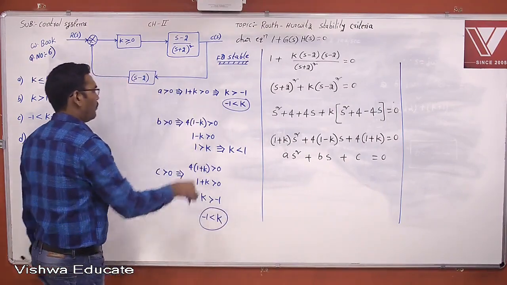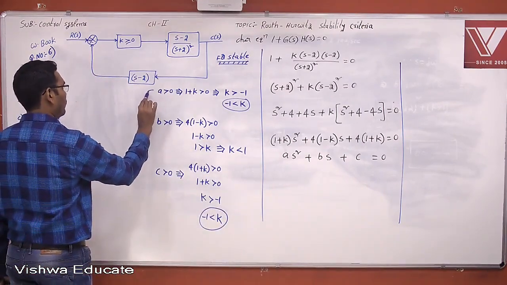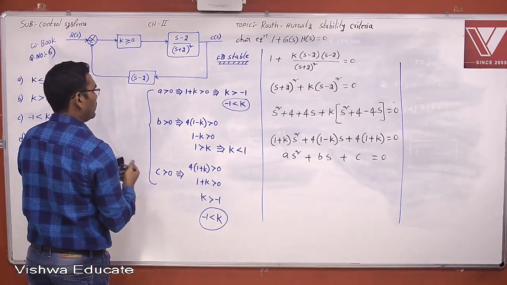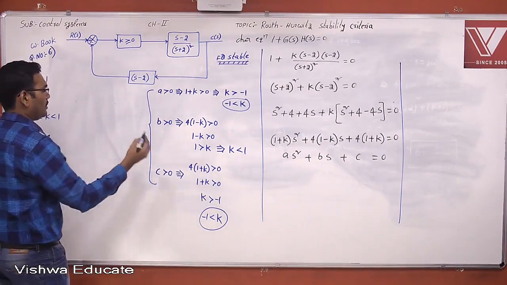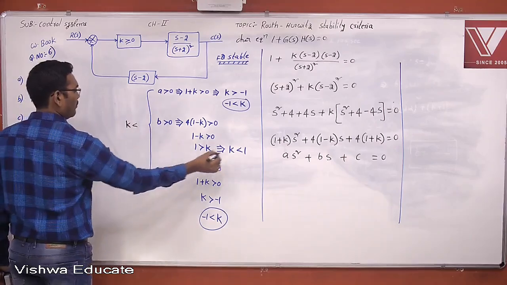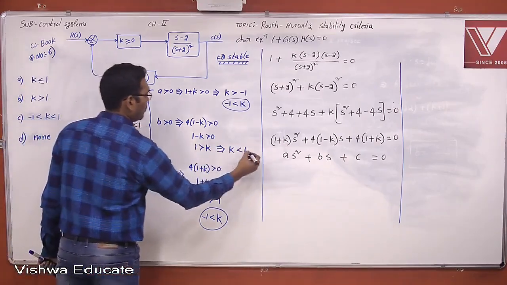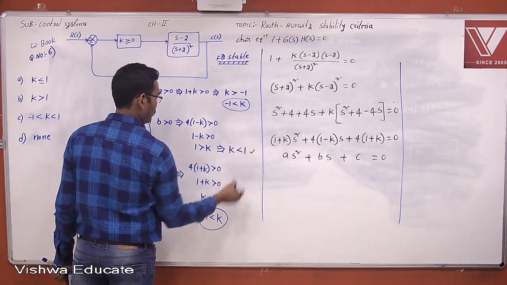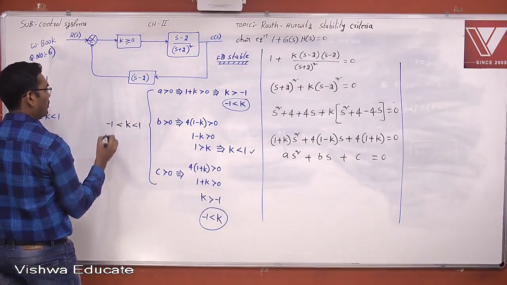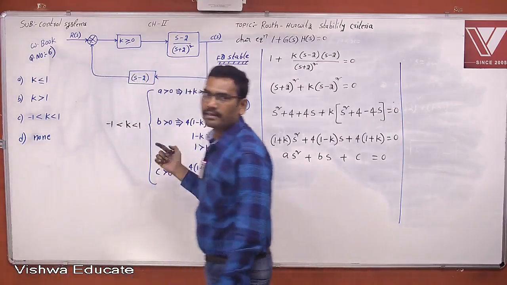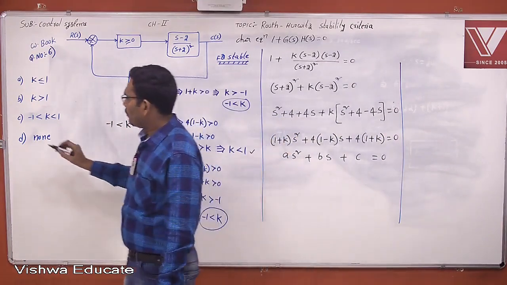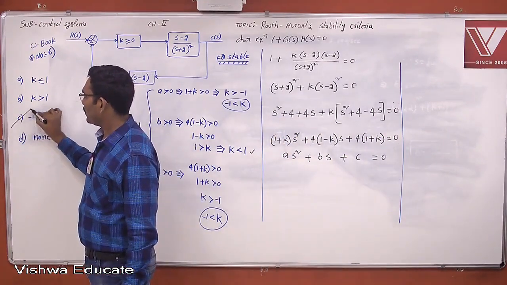So anyway, from these three, what is the condition? The condition is k is less than 1 and these two are the same. k is less than 1 and k is greater than minus 1. Which option? k is less than 1 and greater than minus 1. Now you are saying option C.